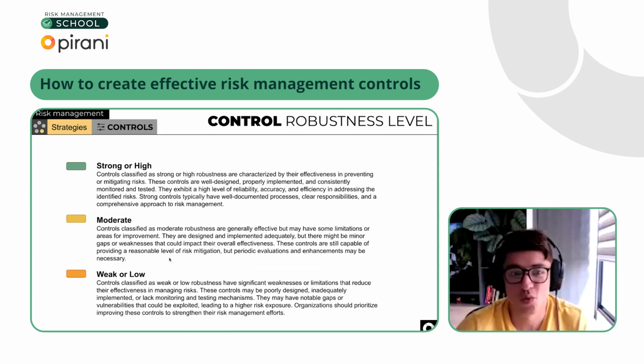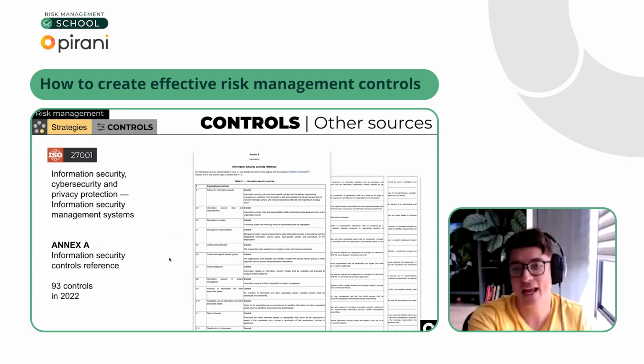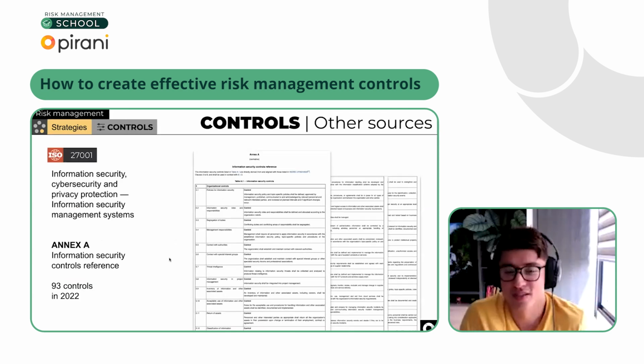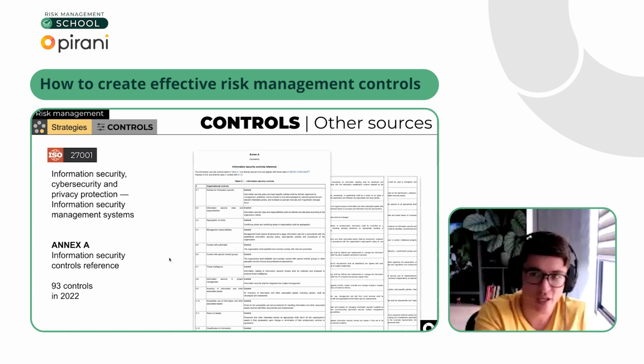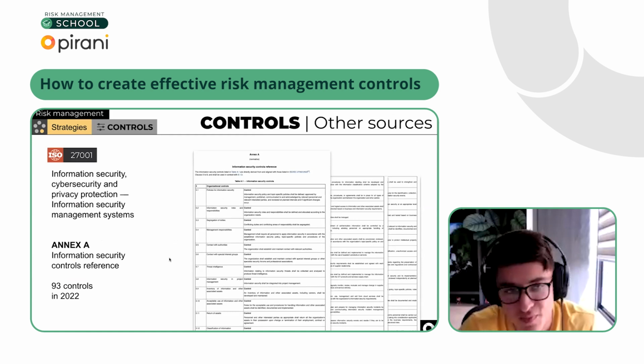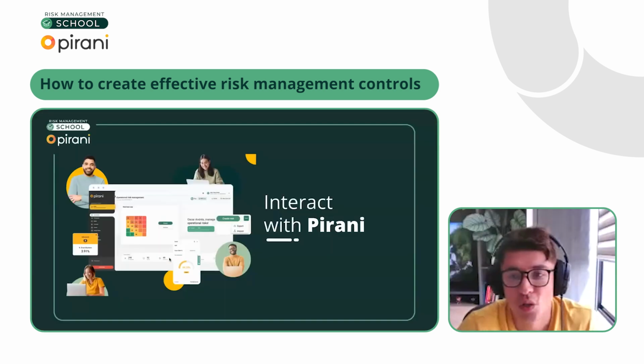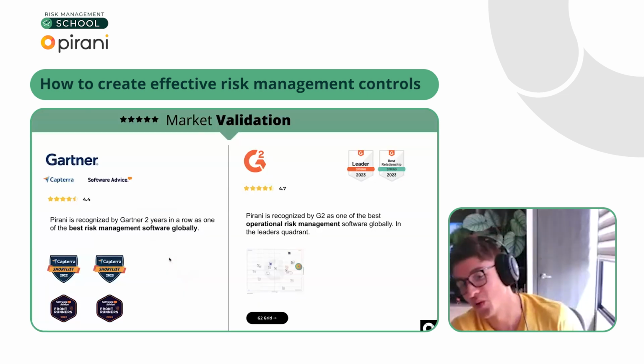Maybe you buy the annex, the norm of ISO 27000. Okay, perfect, and it gives you the controls. So what are you going to do with those controls? How are you going to associate the controls with the risks and with the processes? We're going to show you how you can put all the definitions and theory we just shared into software. In this case, Pirani, the software that we have the honor to work with.